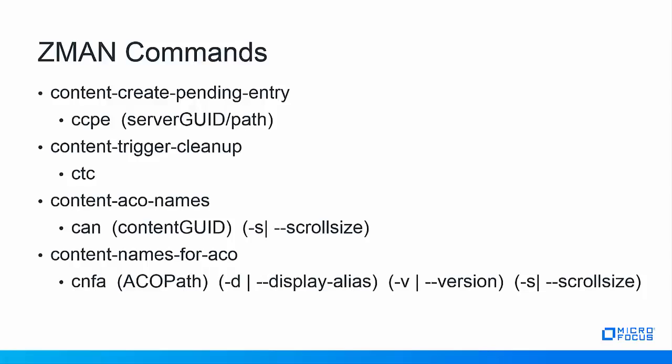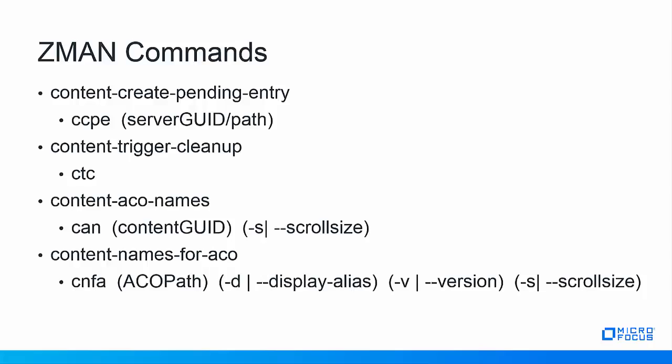Content-aco-names, or can, retrieves the assignable content object, or ACO, for a given content GUID. Bundles, policies, and system update objects are referred to as ACOs. So if you have a content GUID, then this command will give you the related objects, like bundles or policies, that it is related to.